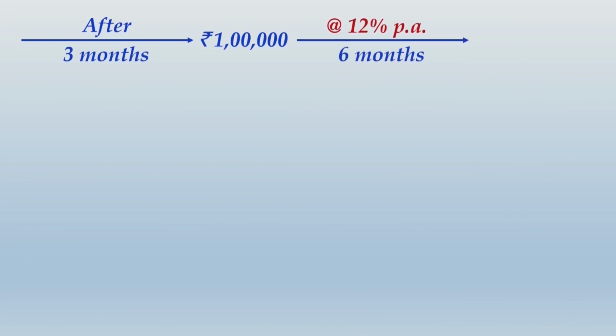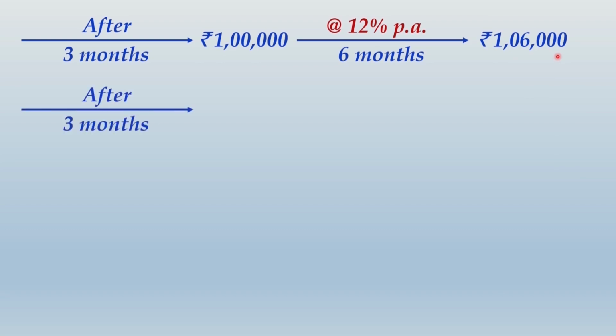So after 3 months, you would want to borrow 1 lakh for a period of 6 months. And the agreed FRA rate with the bank was 12% per annum. That means you would pay rupees 1,06,000 on maturity. So you are borrowing 1 lakh and you will repay 1,06,000, correct? Now after 3 months, if you would have borrowed 1 lakh without the FRA contract, do you think you would have obtained 12%? Answer is no.